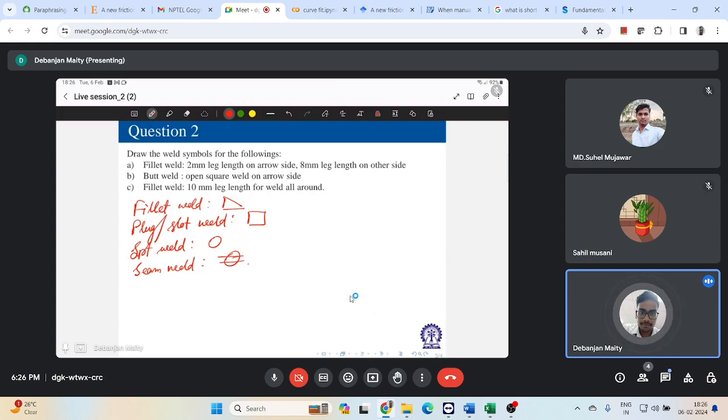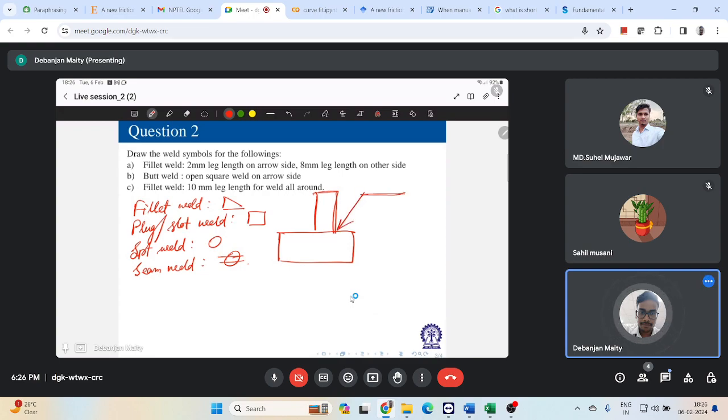So those are few of my welding symbols, and then I was talking about that arrow side and the far side, right? So let's say this is my T joint like this, and my arrow is provided over here.